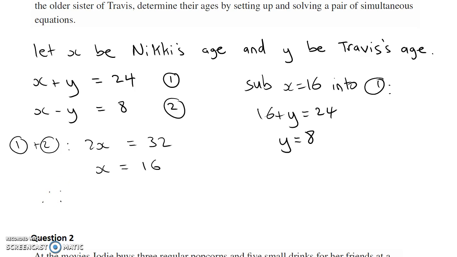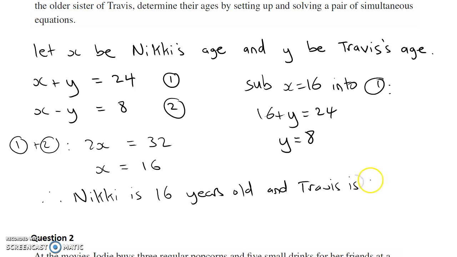So our final answer we can just write, therefore, Nikki is 16 years old. And Travis is 8.